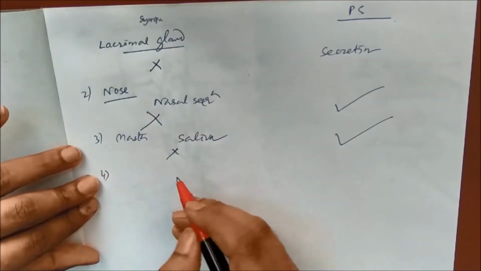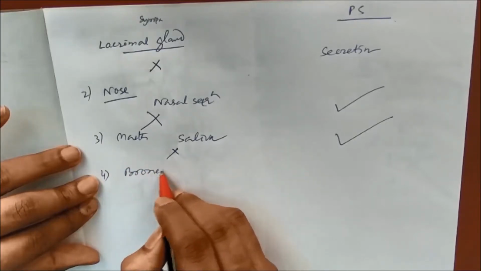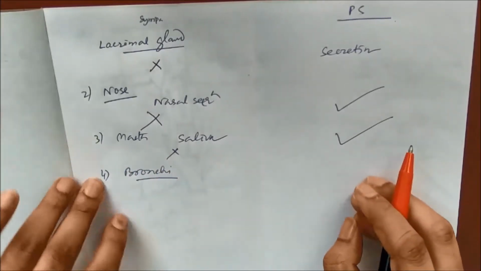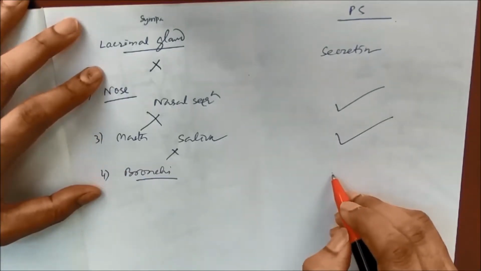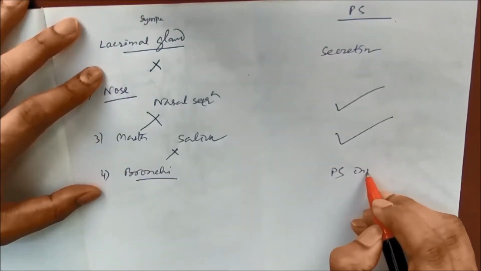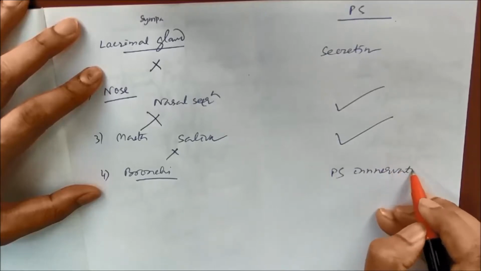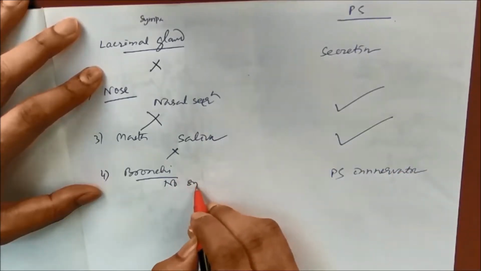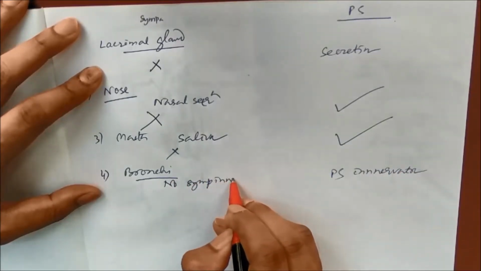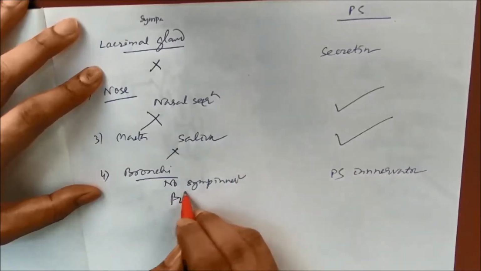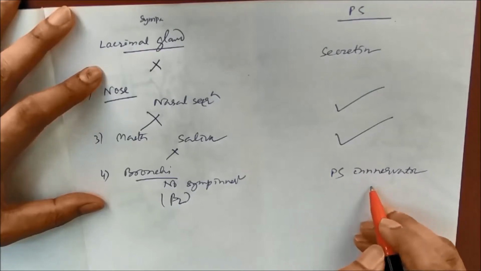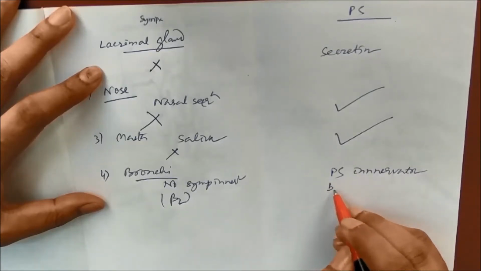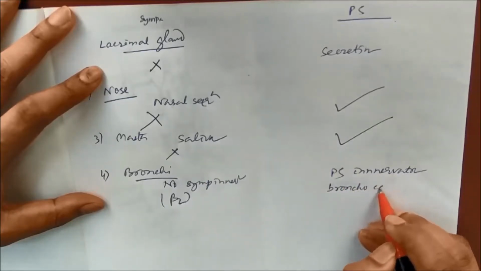Then bronchi and bronchioles. Here again there is only parasympathetic innervation, no sympathetic innervation, but the beta 2 receptor is there. Because of parasympathetic innervation, there will be bronchial smooth muscle contraction, causing bronchoconstriction.